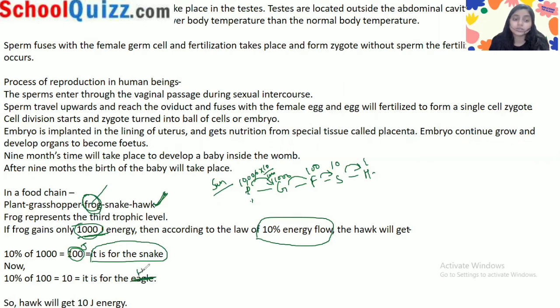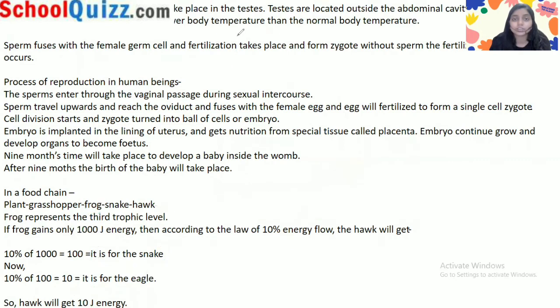Here, hog, right? So only 10 joule energy will be transferred to the hog. So the hog will get only 10 joule energy. So this is your answer. So this is how you can do the answer of this question.